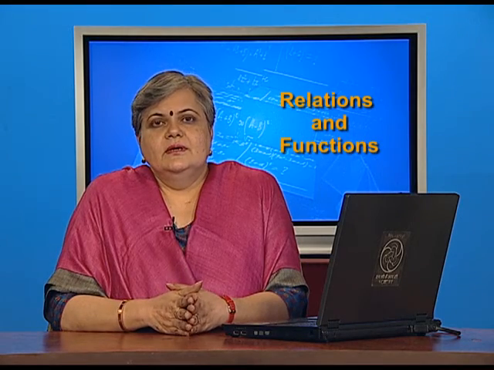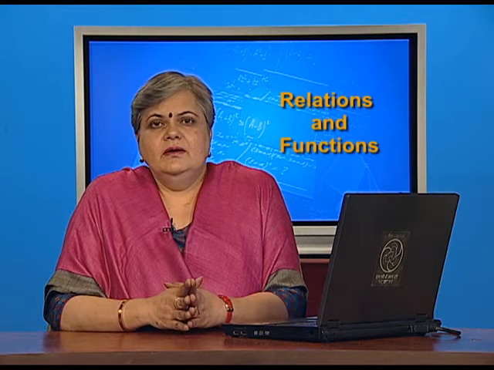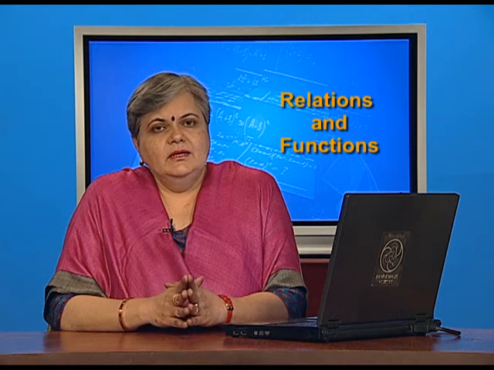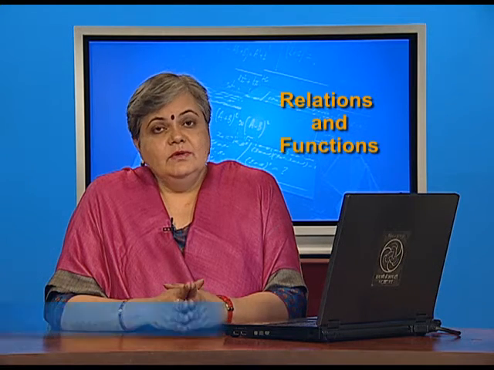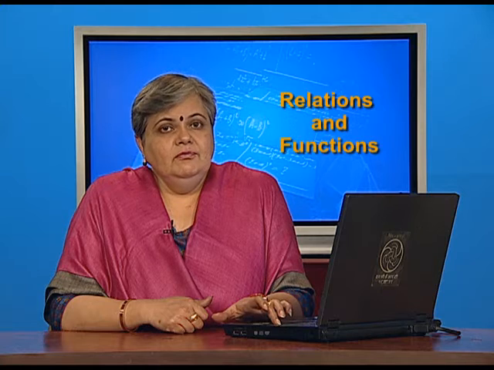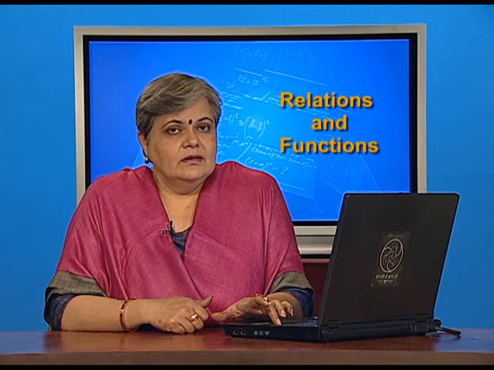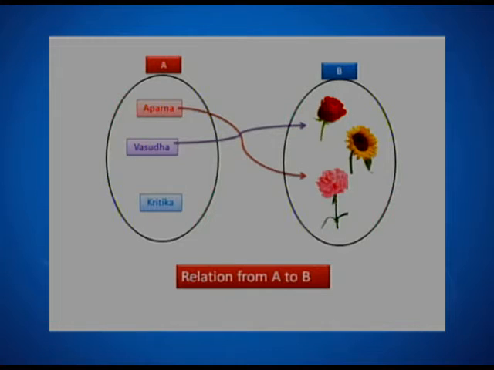Hello viewers. In our previous lesson, we understood what we mean by relation from a set A to a set B. We saw that we can associate elements of a set A to another set B if we know how they are connected, how they are related. So, Aparna liked carnation, Vasudha likes rose and carnation, and the third person may like all the three flowers.